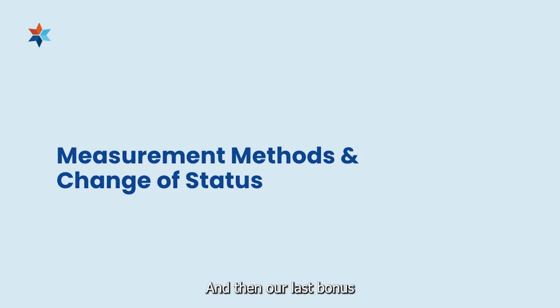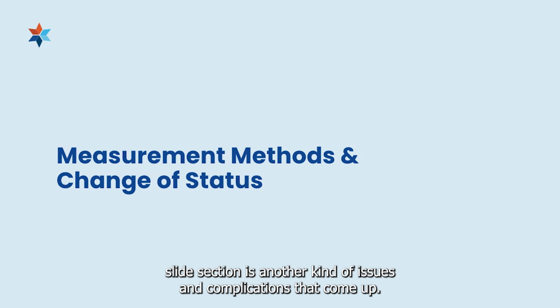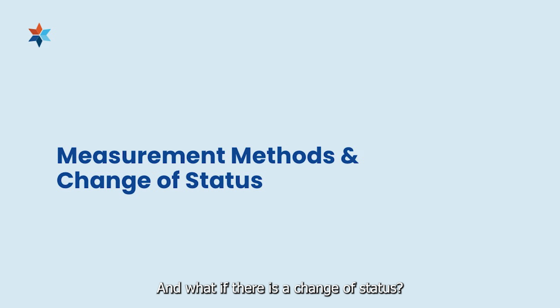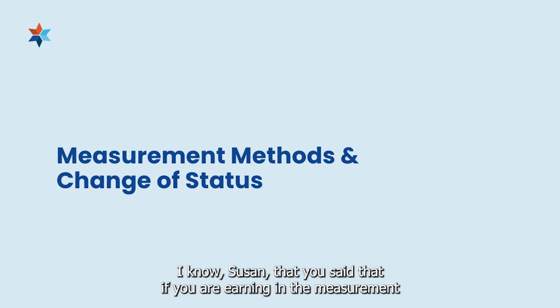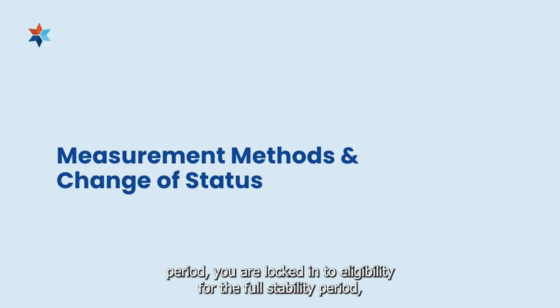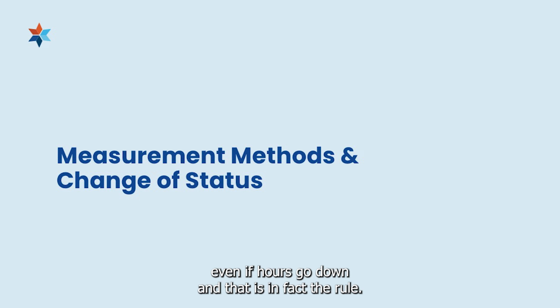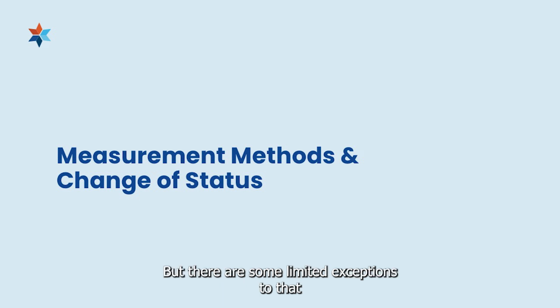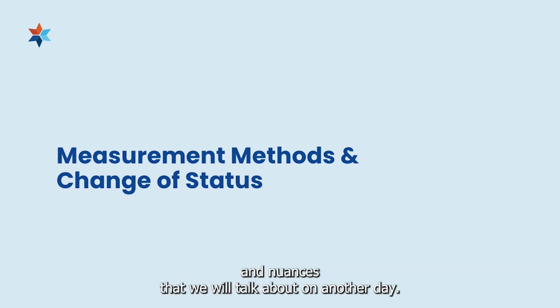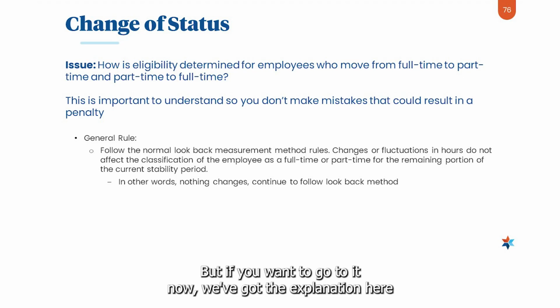And then our last bonus slide section covers other issues and complications that come up. What if there is a change of status? I know, Susan, that you said that if you earn it in the measurement period, you are locked into eligibility for the full stability period, even if hours go down. And that is in fact the rule, but there are some limited exceptions and nuances that we will talk about on another day. But if you want to go to it now, we've got the explanation here.